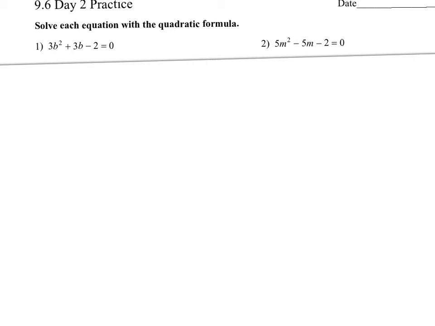We'll have time. All right, so let's start off on number 2 here. So we're going to solve these with the quadratic formula. As a reminder, the quadratic formula is x equals negative b plus or minus the square root of b squared minus 4ac, and then that's all over 2a.